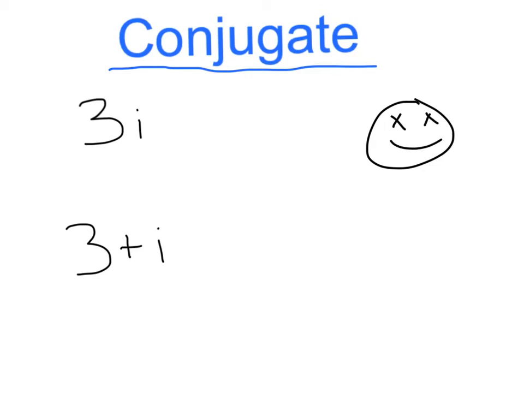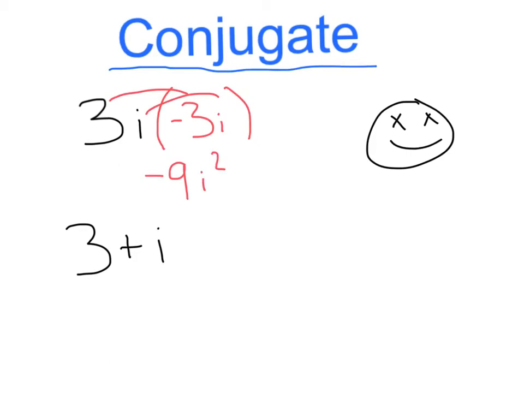Here we have 3i. The conjugate is always going to be the opposite. By that I mean we have a positive 3i here. This we're going to multiply by a negative 3i. Now if we did 3i times negative 3i, that'll give us 3 times negative 3 is negative 9. i times i is i squared.